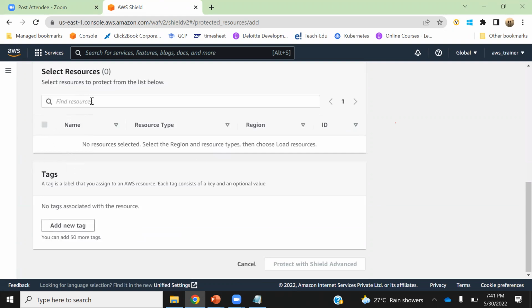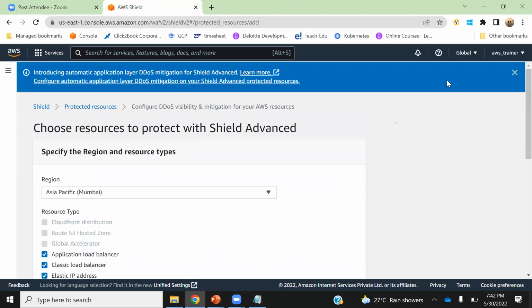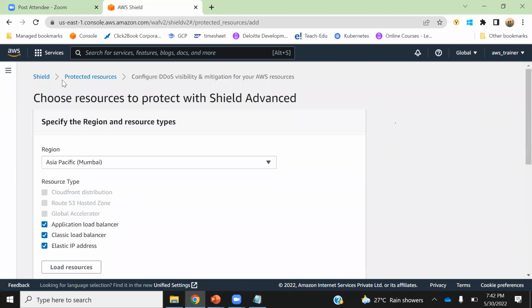I don't have any resources at this point of time, but you can go ahead and send notifications to those guys. So whenever there is a DDoS attack or a threat, automatically an email will be sent to that particular admin. The admin has to come back and take the necessary action. So that thing the admin has to do. Okay.